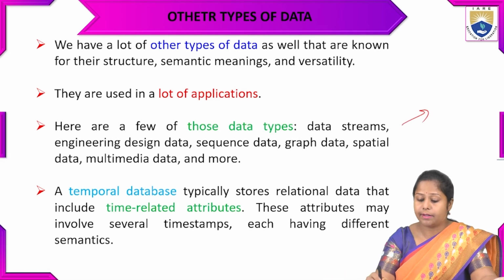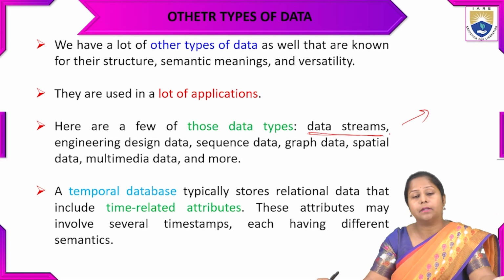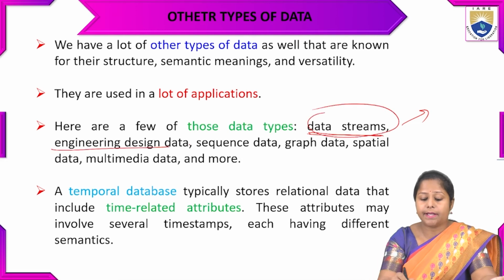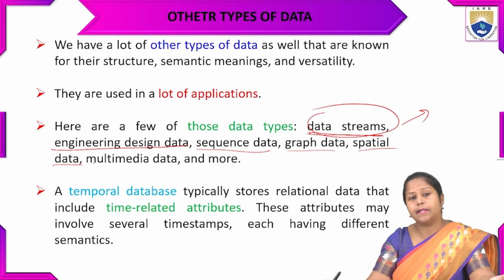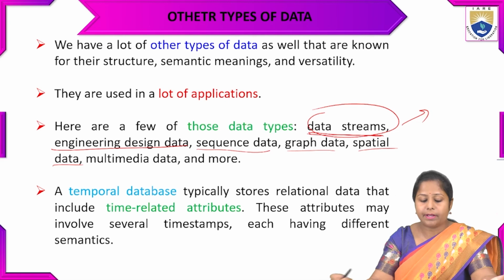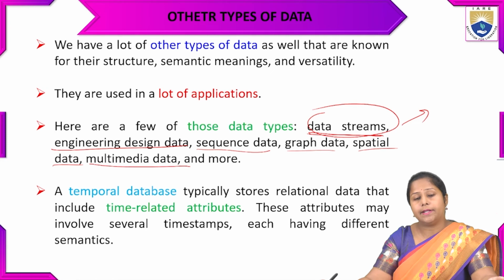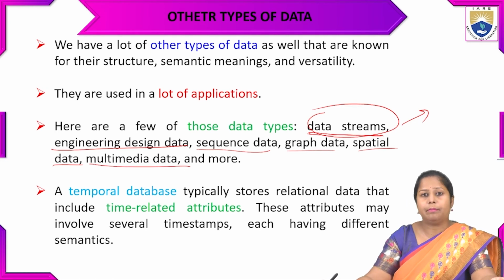Data streams are multimedia, social media, YouTube data, so live data, live video. That type of data comes under data streams. Then there is engineering design data, sequence data, graph data, and spatial data. Spatial data is the geographical type of data. Multimedia data has audio and video. All these types of data come under other types of data, which is very meaningful.